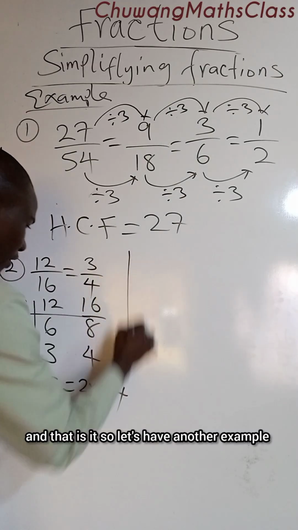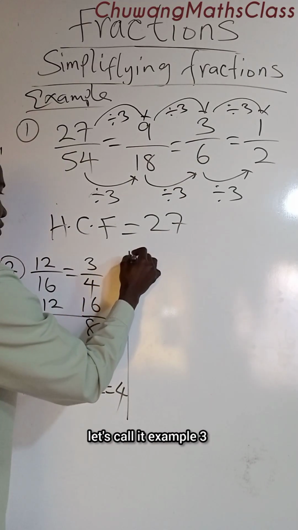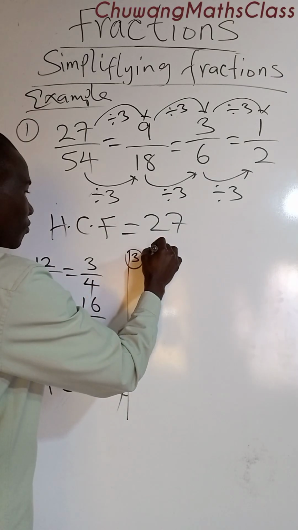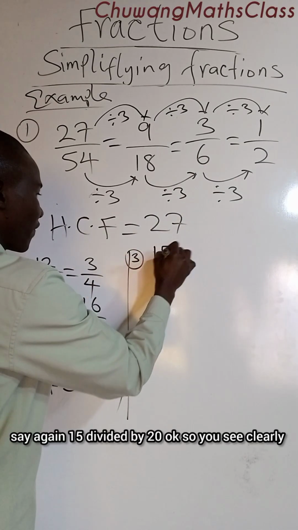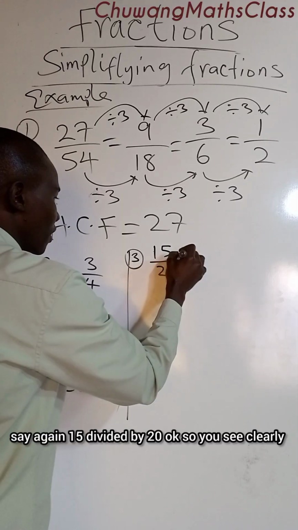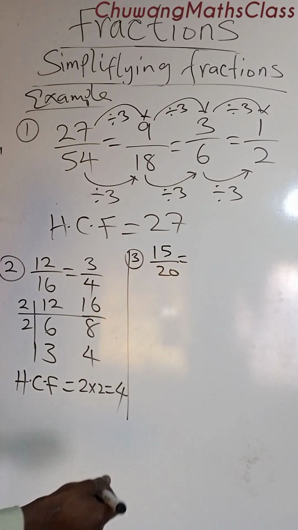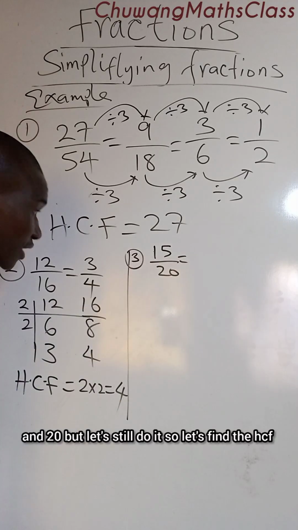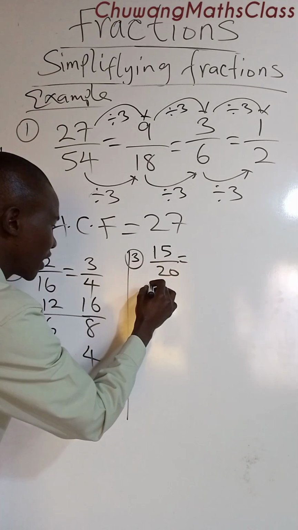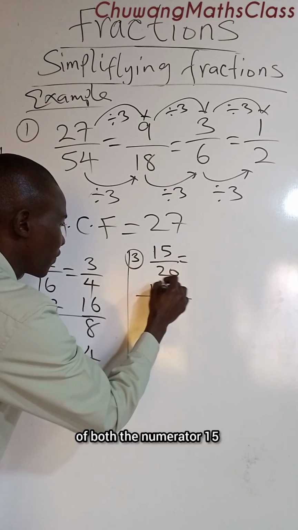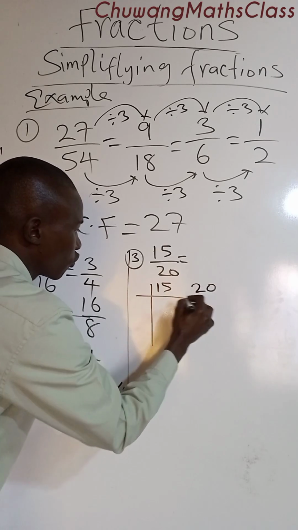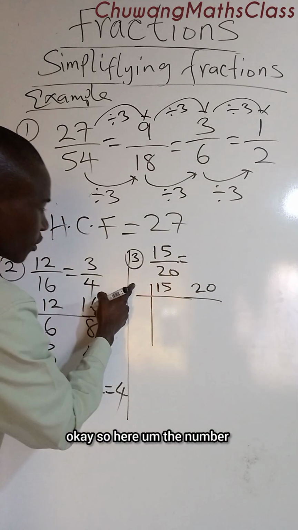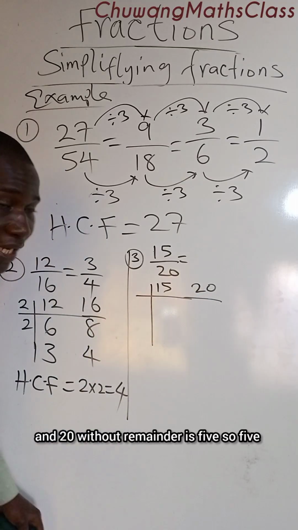So let's have another example. Let's call it example 3. Let's say 15 divided by 20. Okay, so you see clearly we know that 5 can enter 15 and 20, but let's still do it. So let's find the HCF of both the numerator 15 and the denominator 20. Here the number that can enter 15 and 20 without remainder is 5.